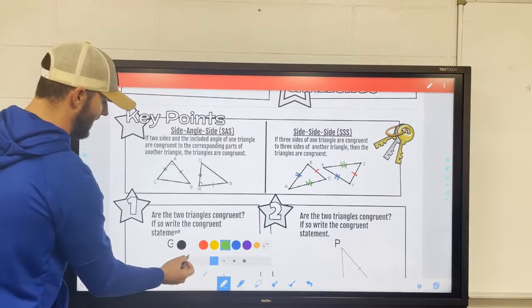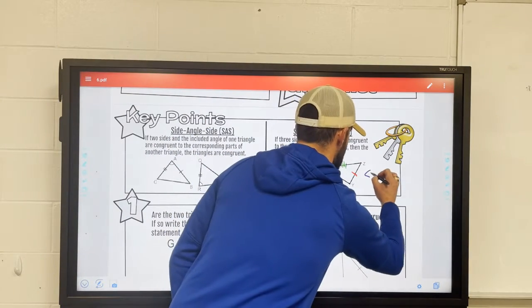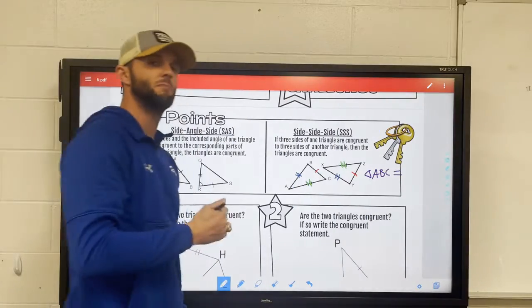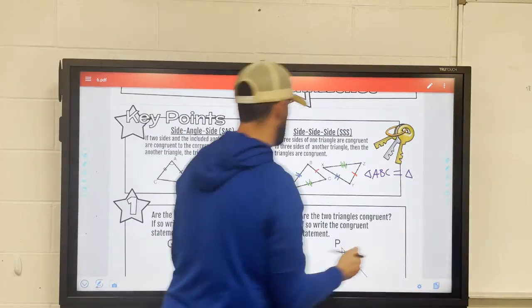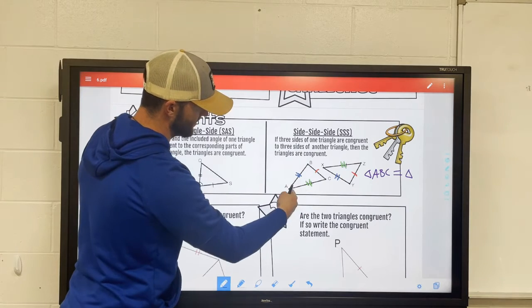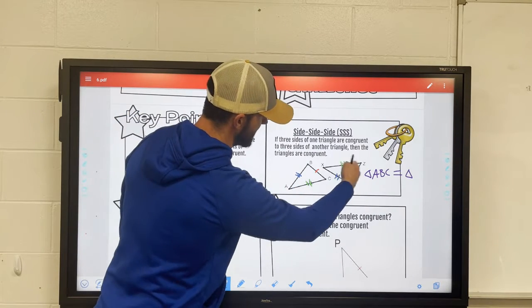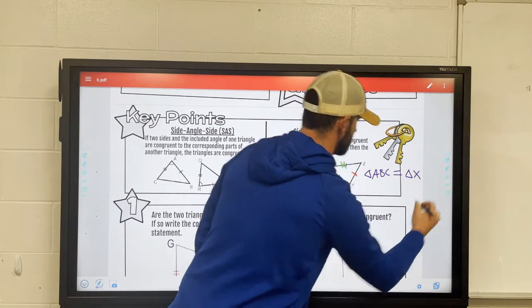So if I was to write the congruent statement here, I would say triangle ABC is congruent to, and I have to make sure I put all the congruent parts together. If I look, angle A here is made up of the 3 side and the 2 side. So the 3 side and the 2 side makes up X here. So I'm going to put X first, okay?